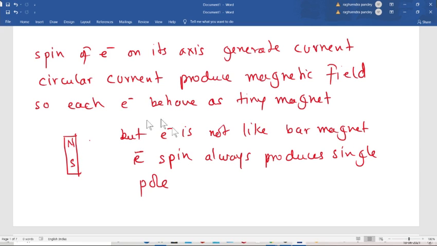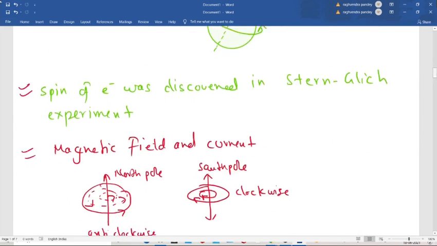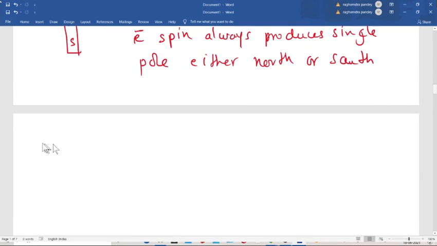So there is some difference between the normal spin and this electronic spin. It only produces one pole, either north or south. Not both; at a single time only one is produced. Both are not produced, and this is called the spin quantum number. So spin quantum number basically represents the north or the south pole.